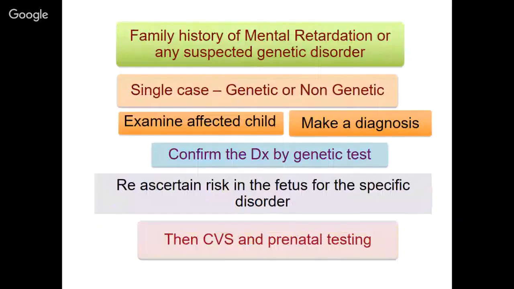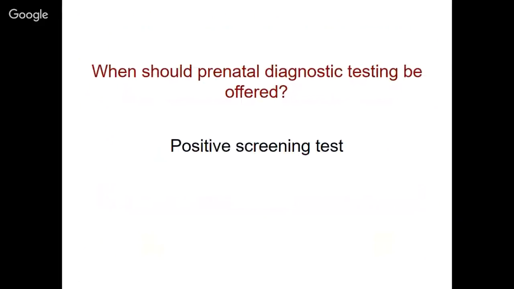So therefore, whenever we have a family history of mental retardation or any suspected genetic disorder, if it's a single case, it could be genetic or non-genetic. So you have to start from there. Take the history, examine the affected child, make a clinical diagnosis. Then we have to confirm the diagnosis by the appropriate genetic test. If on examination we feel it's a chromosomal disorder, we would do the chromosomal tests. If we feel it's a single gene disorder, then we do that specific test. Then we reascertain what is the risk in the fetus for the specific disorder, and only after that is CVS and prenatal testing possible. When should the prenatal diagnostic testing be offered?